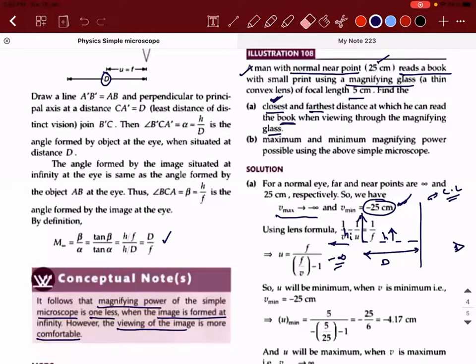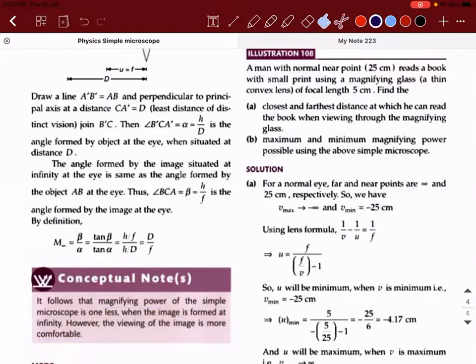Having said this, the next part of the question is: what are the maximum and minimum magnifying power possible by using the above simple microscope? So when can you get maximum magnifying power?